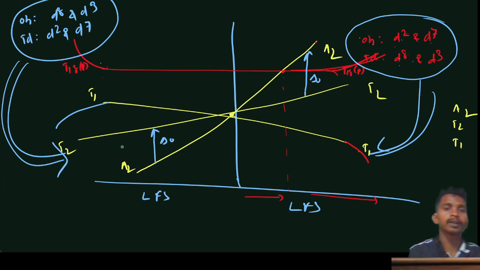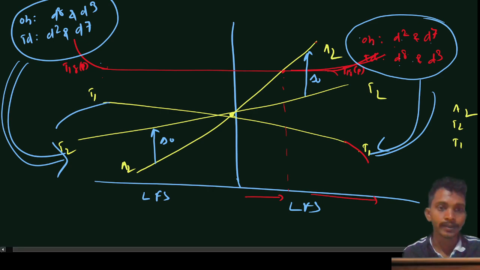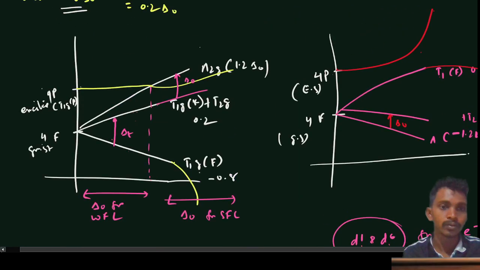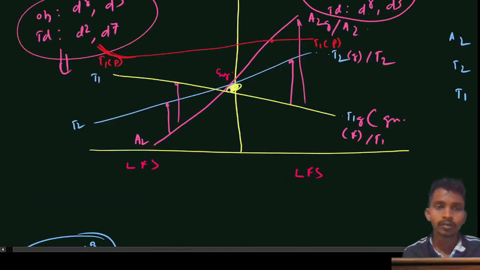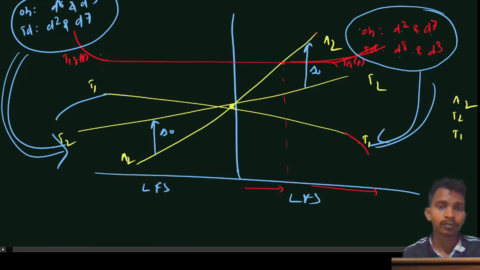Whenever that transition is there, wherever we have drawn all these Orgel diagrams, you can notice that wherever d8, d3 is there, there will be no crossover point. Octahedral d8, d3 and tetrahedral d2 and d7. Look, d2 and d7.